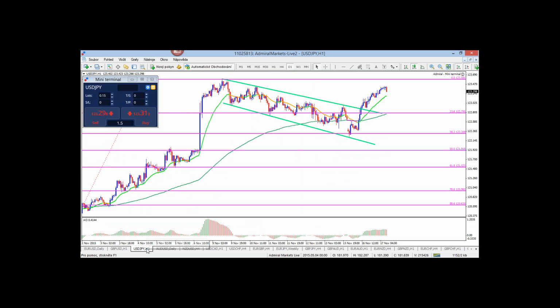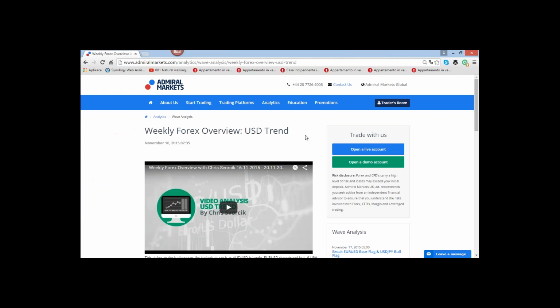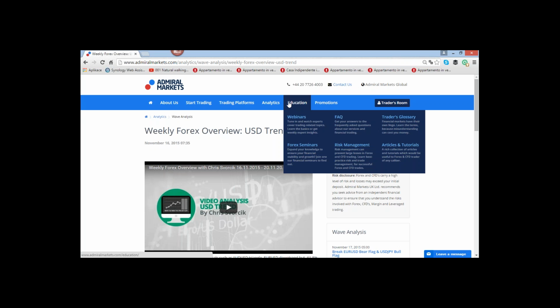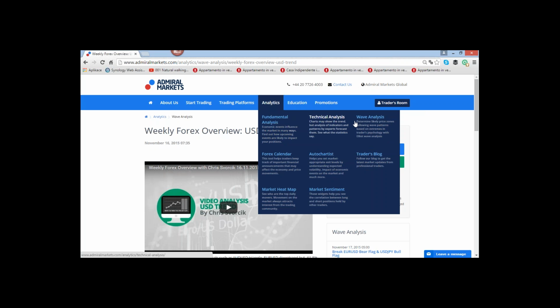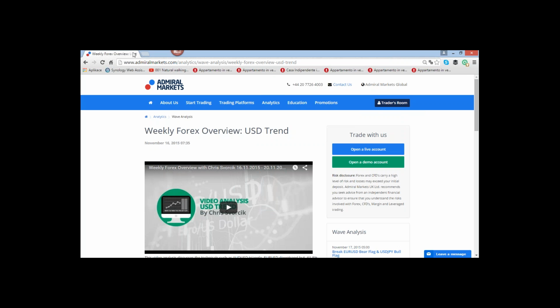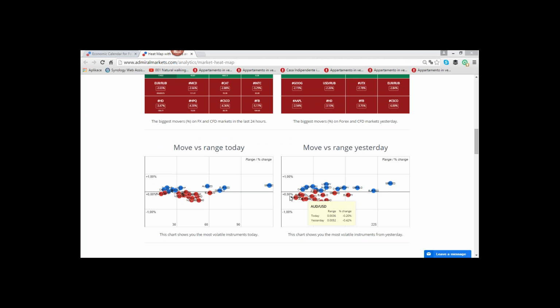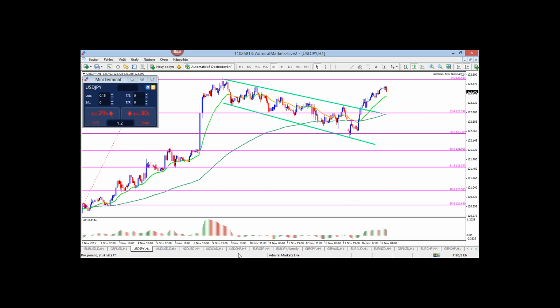It is a bull flag break, and I was talking about it in the video yesterday. I'm not sure if you saw it. The video I have here, it's part of the wave analysis. You can find it, weekly Forex overview, and it's always added on Mondays to the wave analysis section. Yesterday I was talking about the dollar yen bull flag, and it broke.